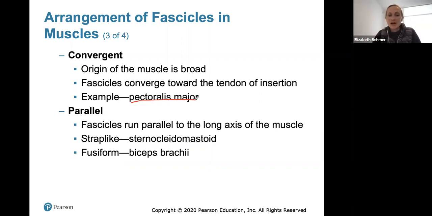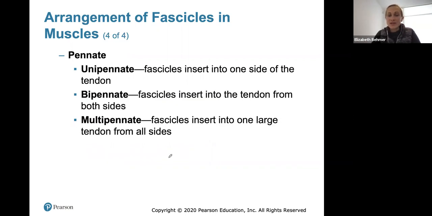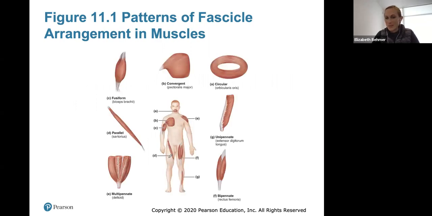Parallel muscles are when the fascicles run parallel to the long axis of the muscle. It's strap-like, like the sternocleidomastoid, or fusiform, like the biceps brachii. Pennate muscles: unipennate is when the fascicles insert into one side of the tendon. Bipennate is when the fascicles insert into a tendon from both sides, and multipennate is when the fascicles insert into one large tendon from all sides. So these are examples of the different patterns of fascicle arrangement in muscles throughout the body.